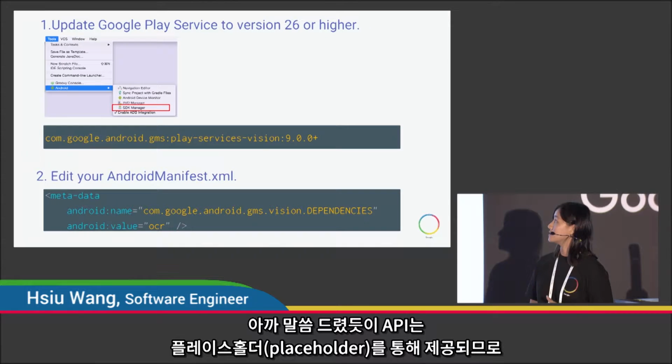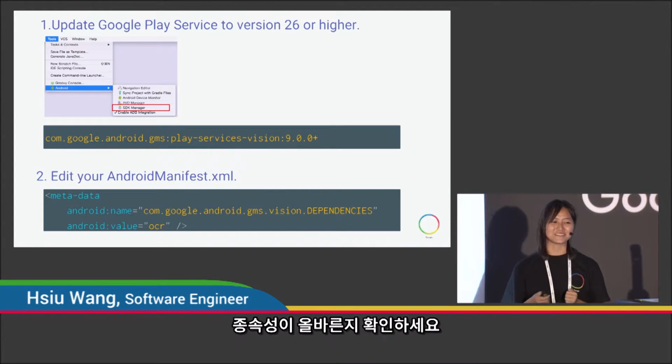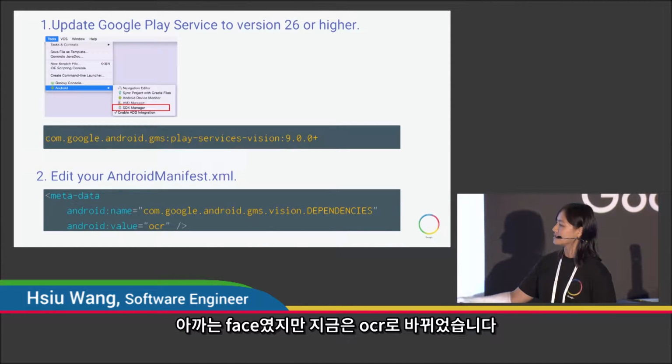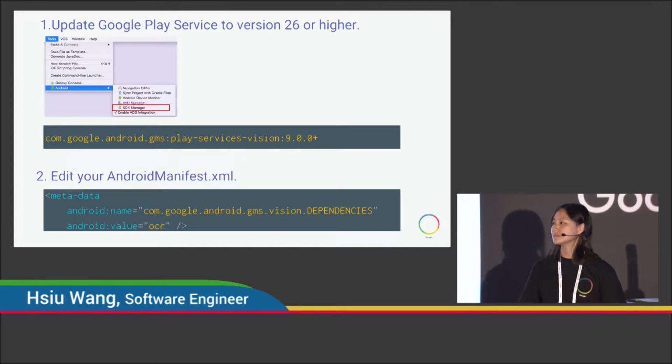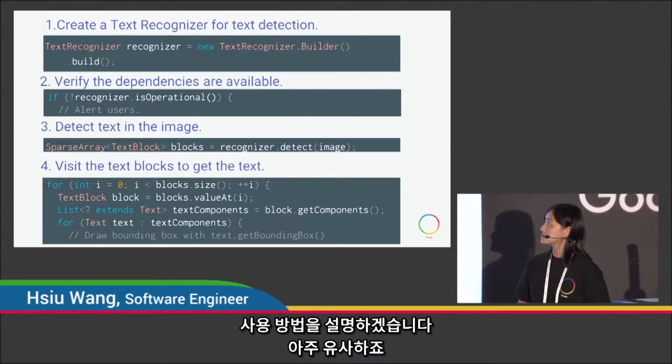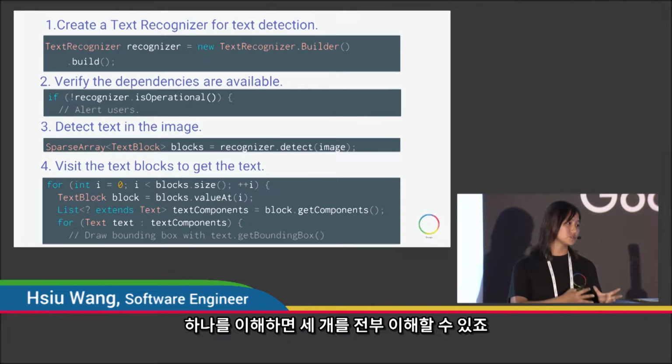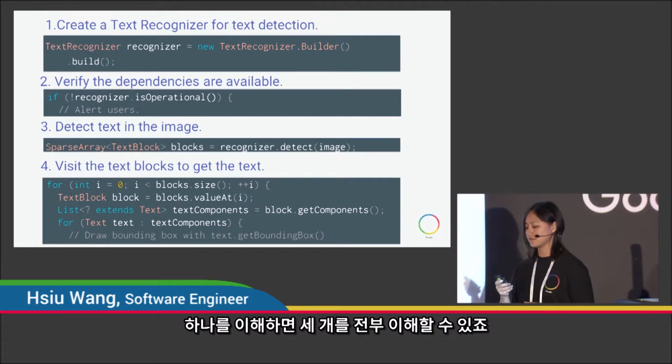As I said before, the API is provided through Play services. So you want to make sure you have the correct dependency. Previously it was the face dependency, now it's the OCR dependency. So here's how you use it. Very similar. You will see this throughout the API usage. They're all very similar. If you understand one, you can understand all three of them.